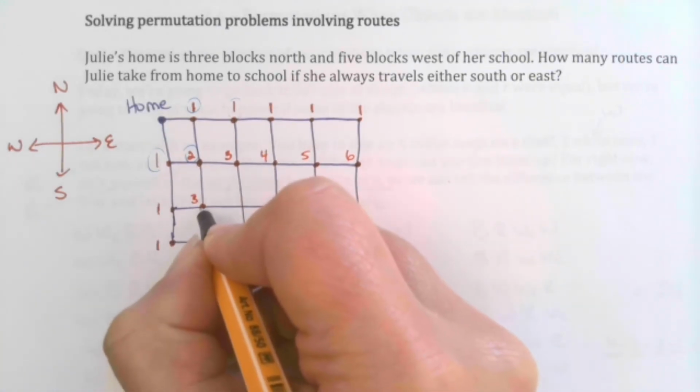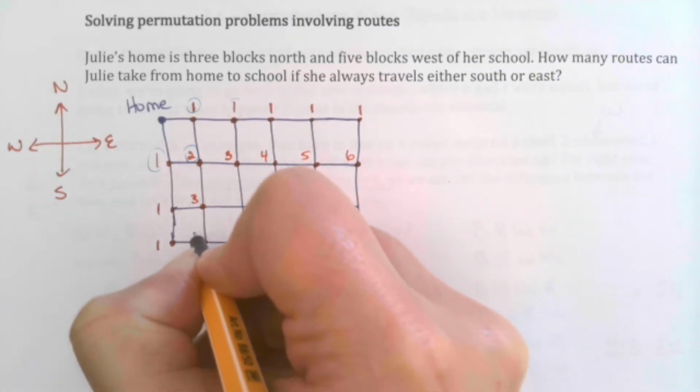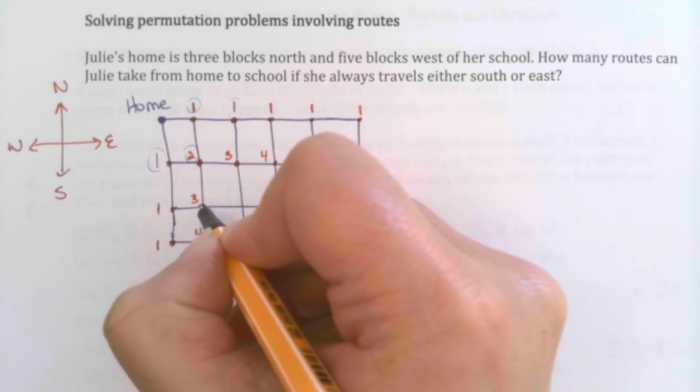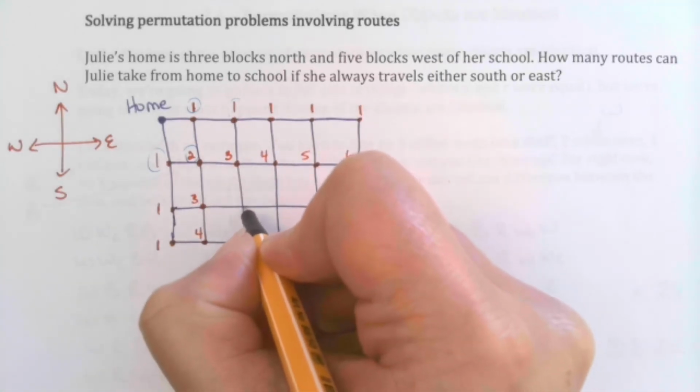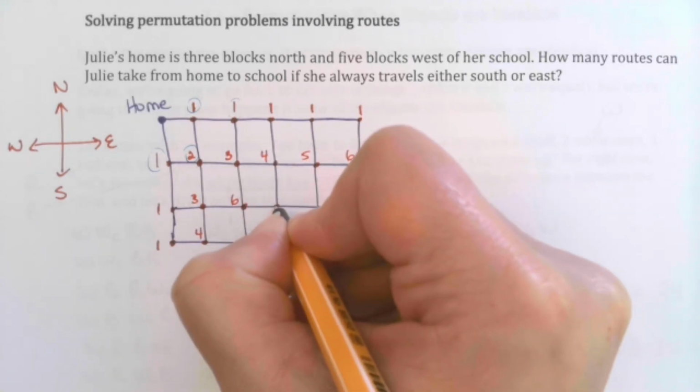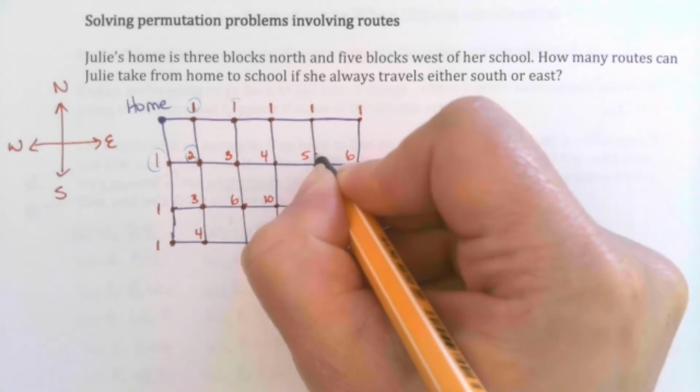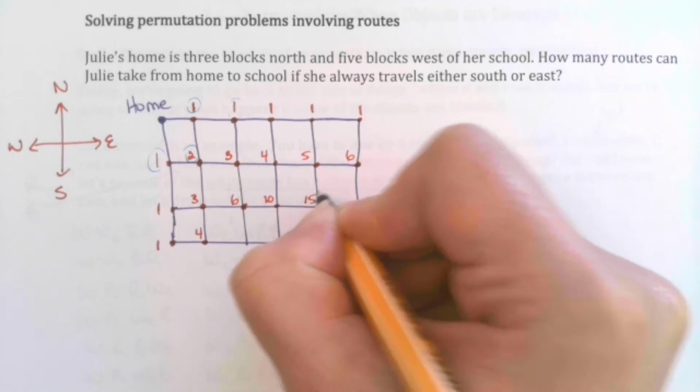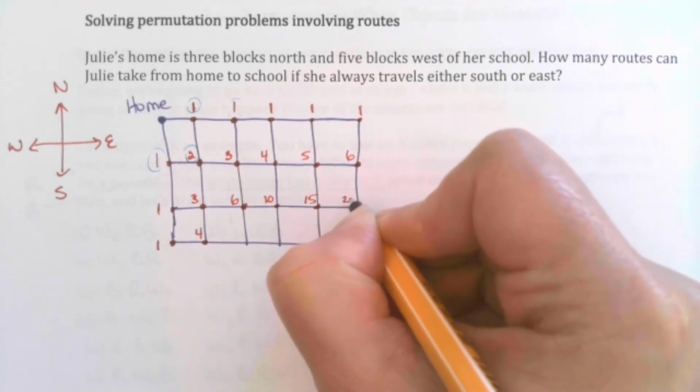So you've got 1 and 3, which will add together to be 4. 3 and 3 are going to add together to be 6. 6 and 4 is going to be 10. 10 and 5 is going to be 15. 15 and 6 is 21.